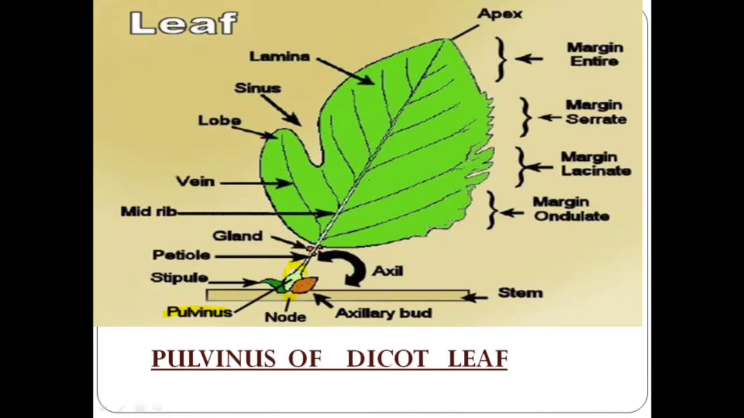Just beside the pulvinus, small leaf-like structures are called stipules. If stipules are present in the leaf base, we call it a stipulate leaf. If they are absent, it is called exstipulate. Just above this is the small appendage or stalk of the leaf, called the petiole. If the petiole is present, we say petiolate. If it is absent, we call the leaf sessile. In some leaves the petiole is absent, and we call them sessile.